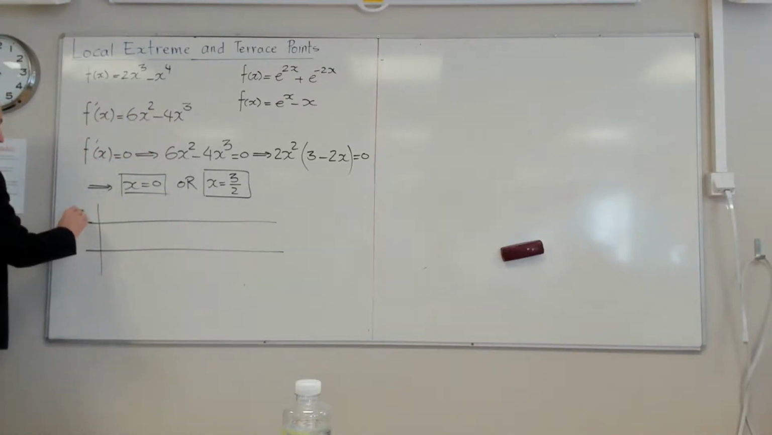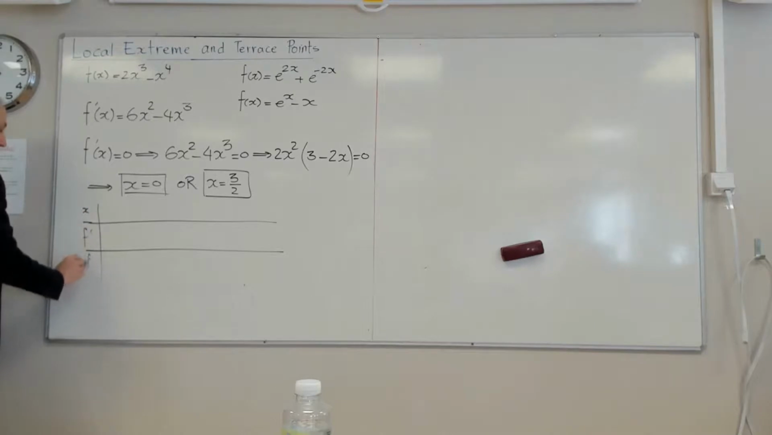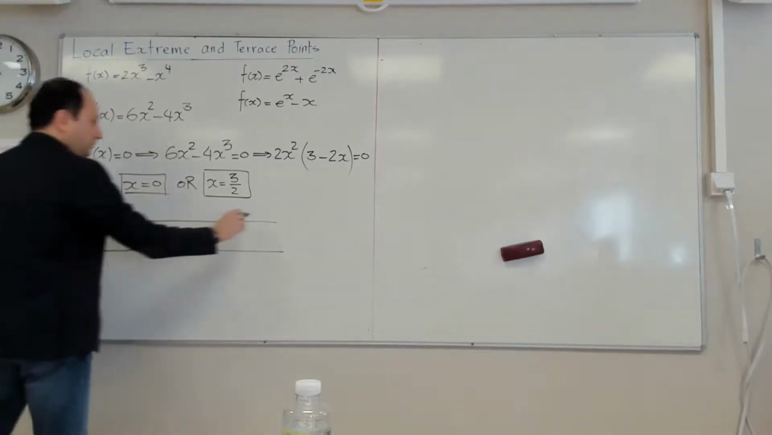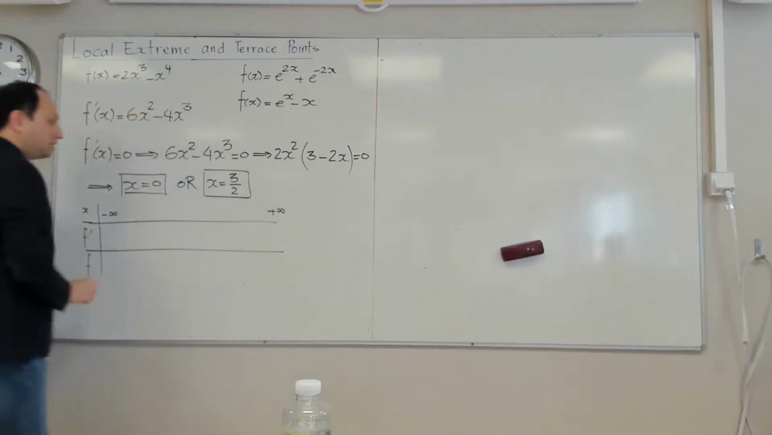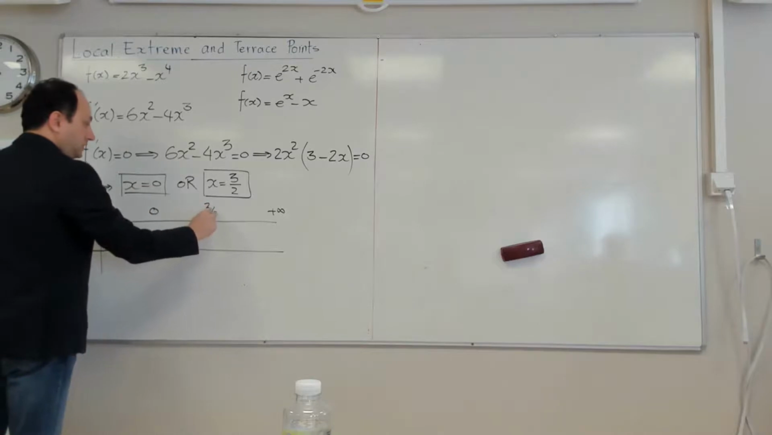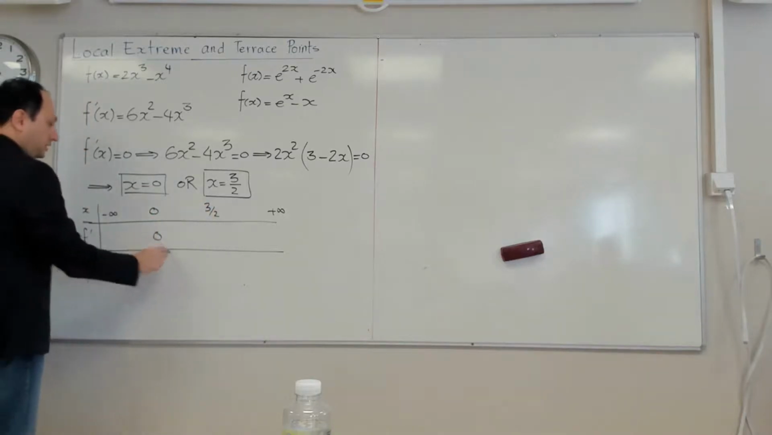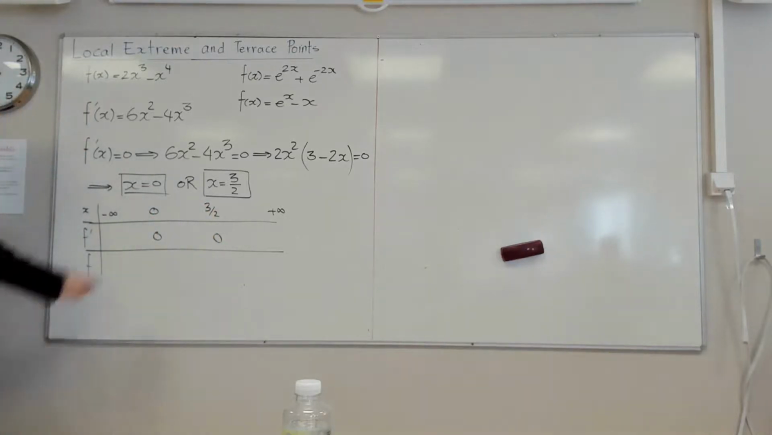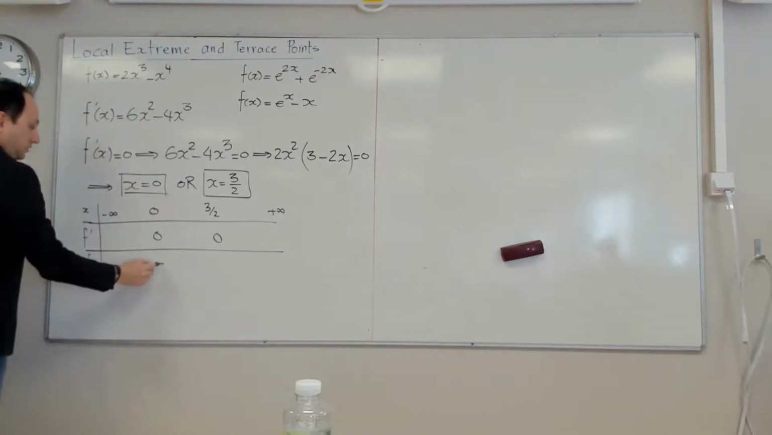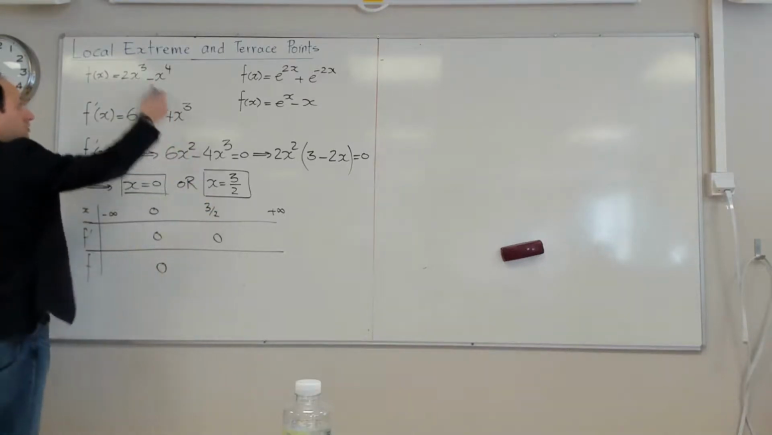So here I have x, I have f prime, I have f. There is no limitation in my function, so if you want to, you can put these signs here, minus infinity, infinity, and the smaller number is this one, the bigger number is that one. And of course, this is 0, 0. And then for this one, I put 0 in my function. This I get 0. Then I put 3/2 in my function.